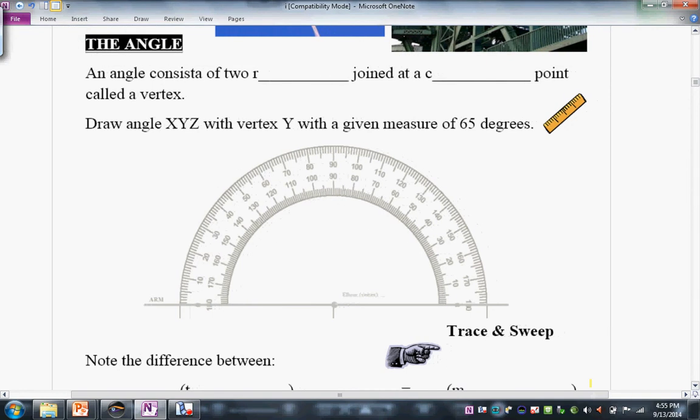Okay, an angle is just two rays joined at a common point, also known as a vertex. It's two rays joined at a common point, also known as a vertex. That would be the vertex right there.